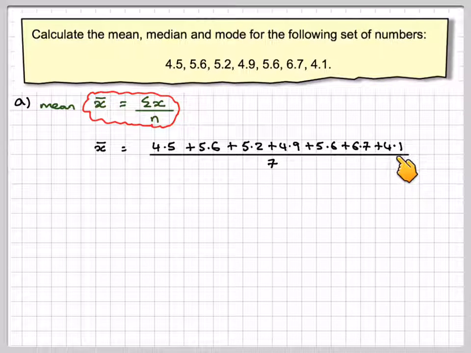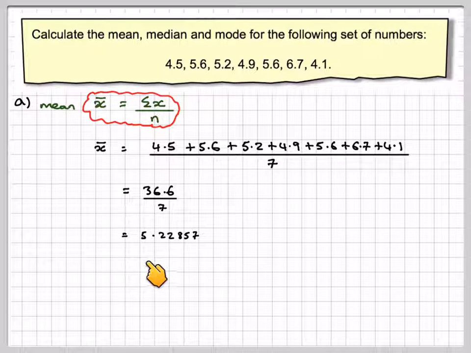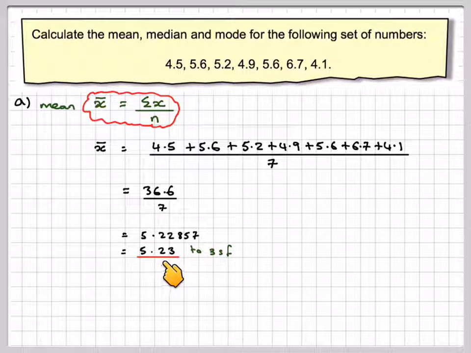So we add those up using our calculator, and we get 36.6, divided by 7, and that gives me 5.22857, which rounded to 3 significant figures is 5.23. You should try to write down the whole calculator value and then round off.